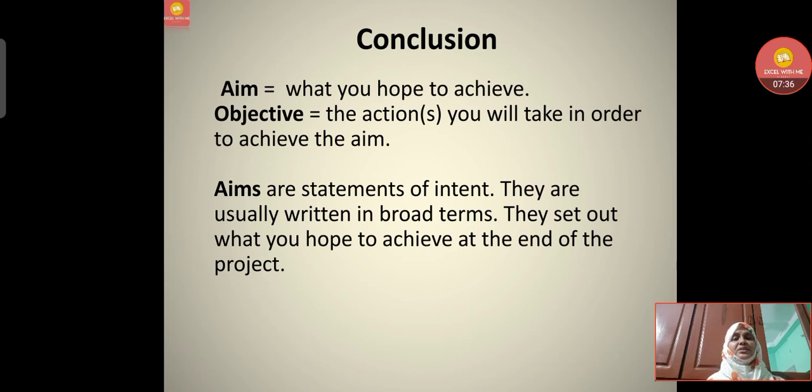Now let's conclude this topic. Aim: what you hope to achieve. Now objective: the actions you will take in order to achieve the aim. Now aims are statements of intent. They are usually written in broad terms. They set out what you hope to achieve at the end of the project.